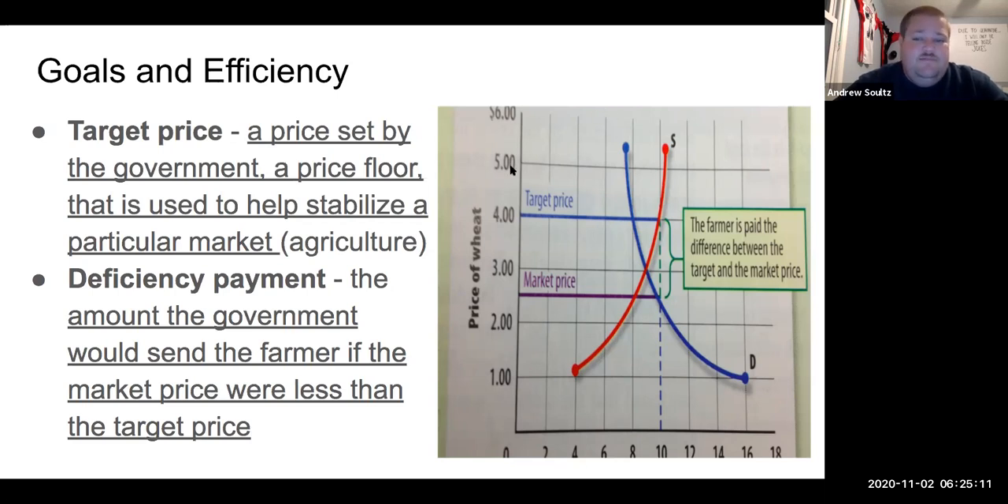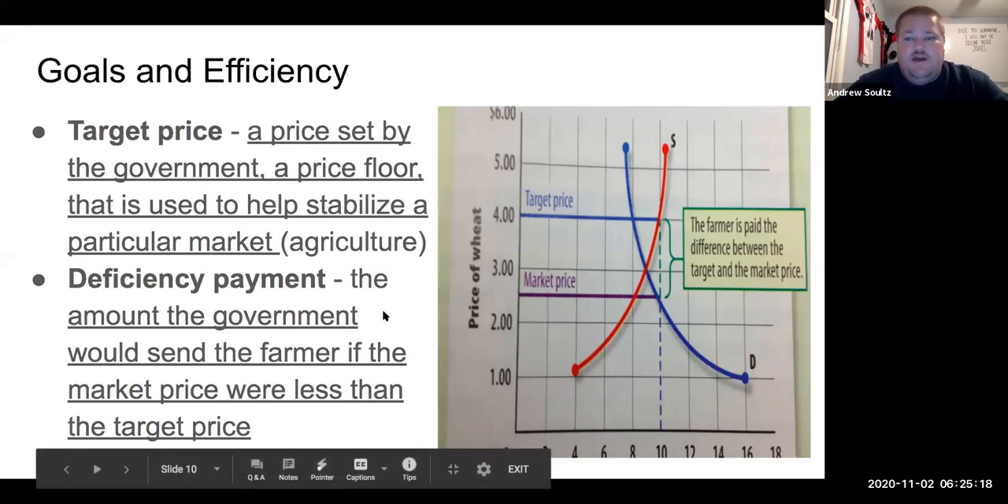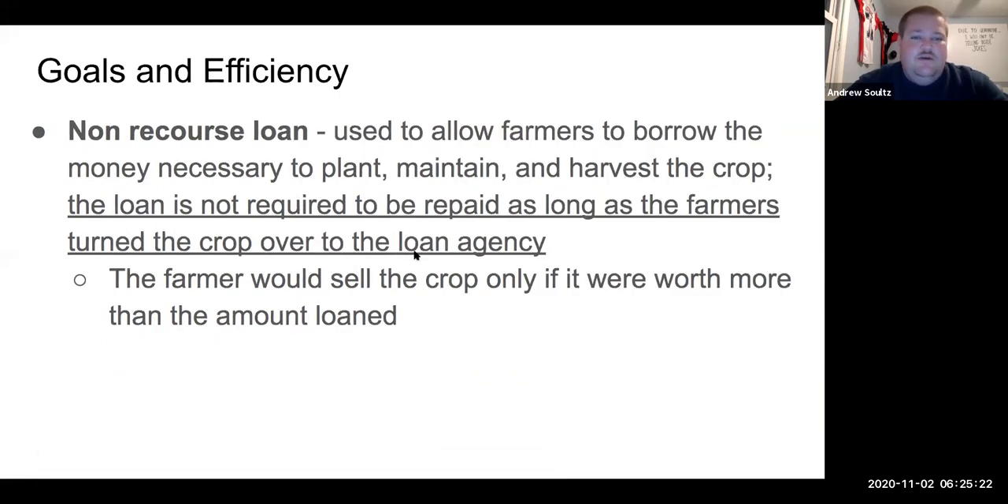Now, ideally, the price is higher for farmers and they sell their wheat and they don't need a deficiency payment from the government. But that works as a price floor to ensure that they're at least allowed to get that amount. And then a non-recourse loan is a loan that is not required to be repaid as long as the farmers turn the crop over to the loan agency.